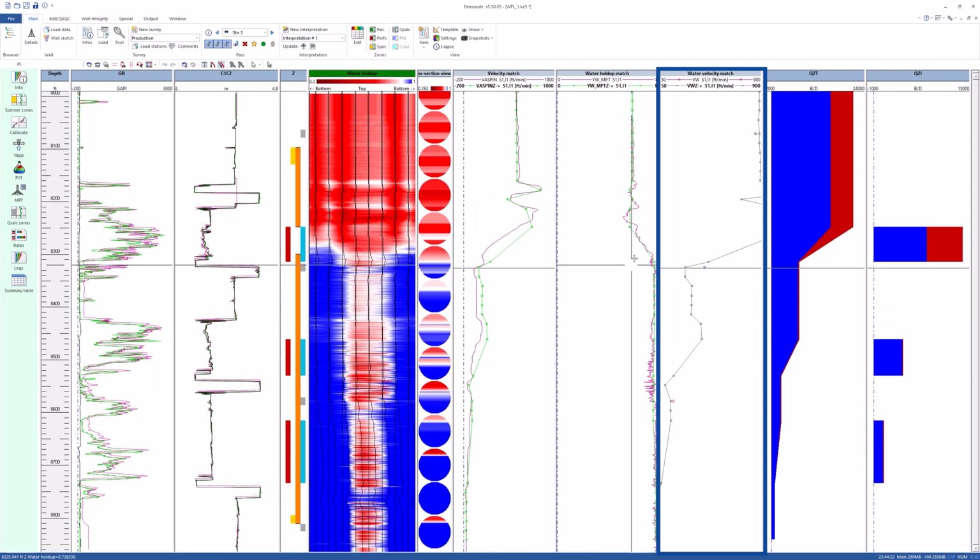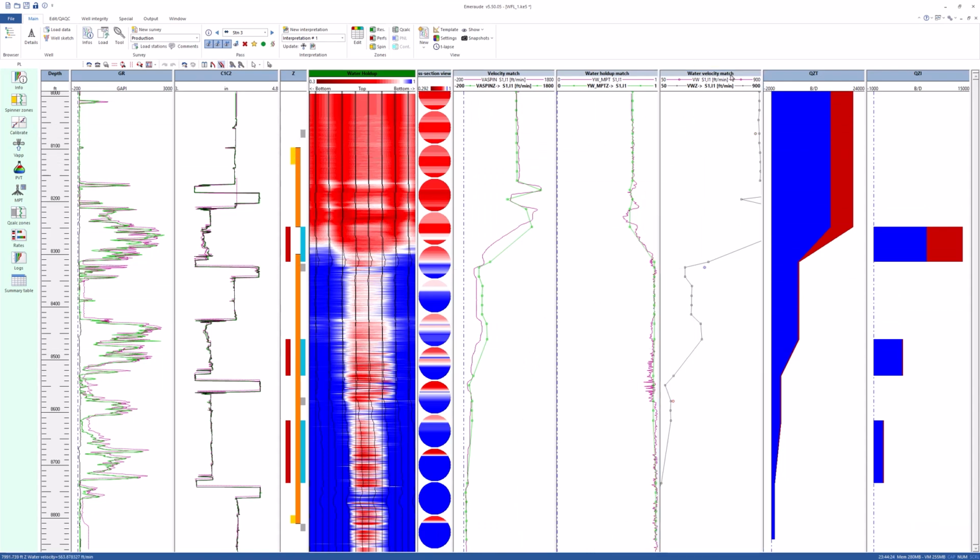A simulated water velocity log is displayed in the water velocity track. Since this is a two-phase interpretation and there is redundancy in the measurements, the simulated apparent and water velocity do not perfectly match the measurements. This is to be expected, as the tools have very different principles and limitations.